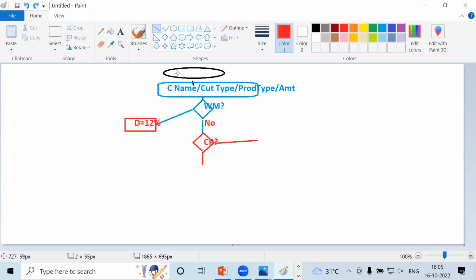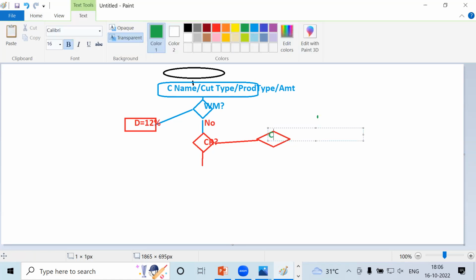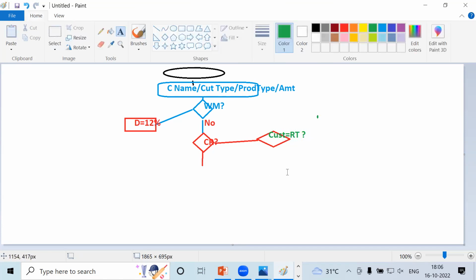Now after checking whether this is a cooking range, you have to check another parameter. What is the other parameter? You have to check whether the customer is a dealer or retailer. So I say customer is equal to retailer. Now there could be two answers, one is yes, another one is no. If it is yes, you go for another process.